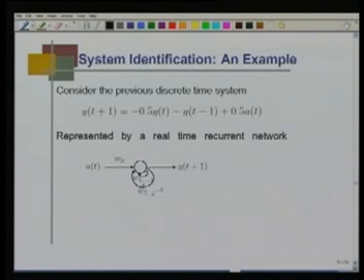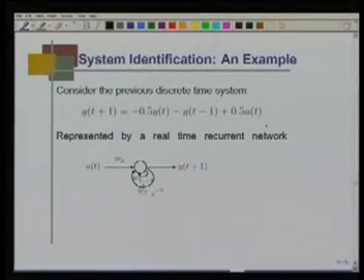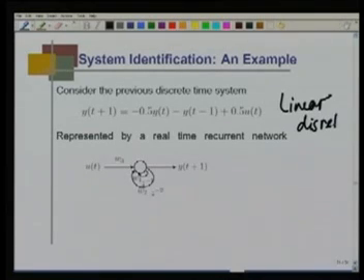Now, we go to the system identification, an example. We have taken this example earlier also in the previous class. This is a linear dynamical discrete system. So, y t plus 1 is minus 0.5 y t minus y t minus 1 plus 0.5 u t, represented by a real time recurrent network. Okay. So, how do I represent this network?